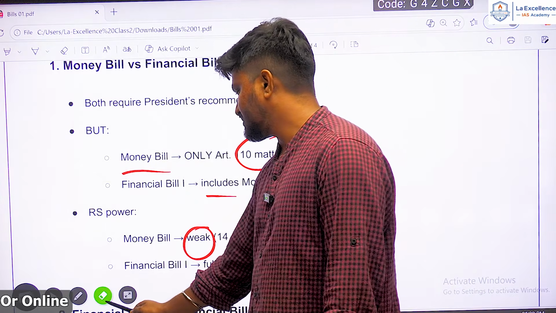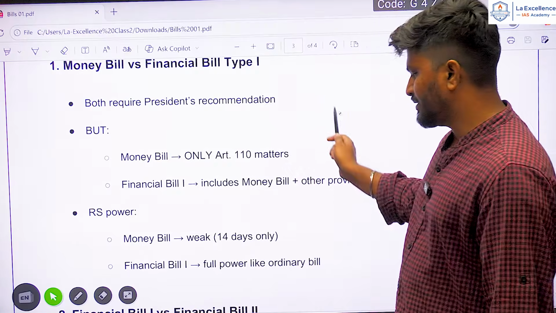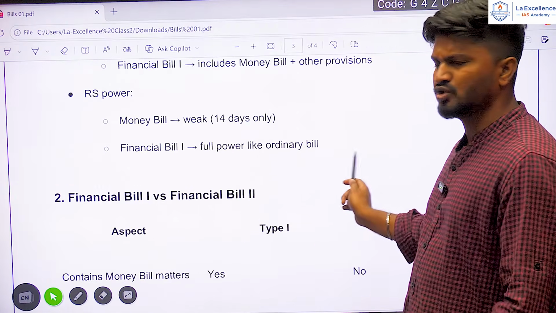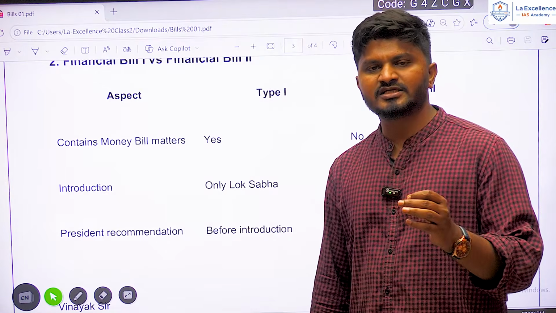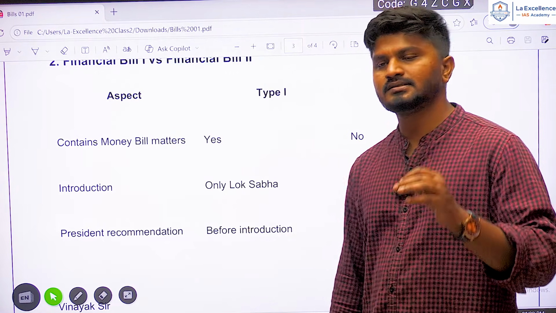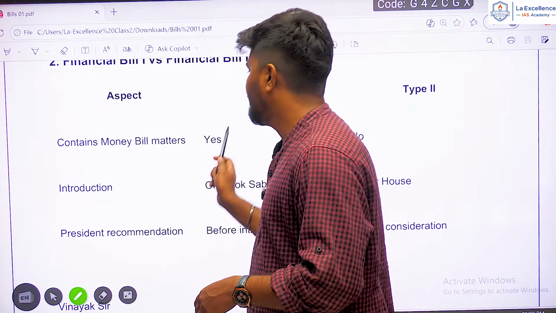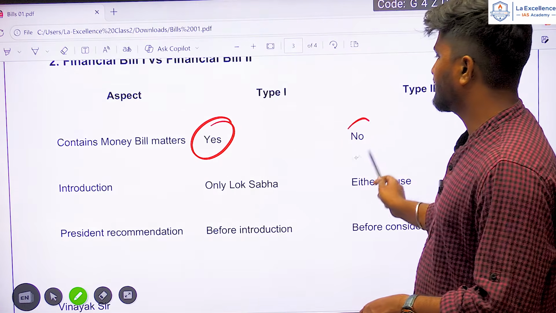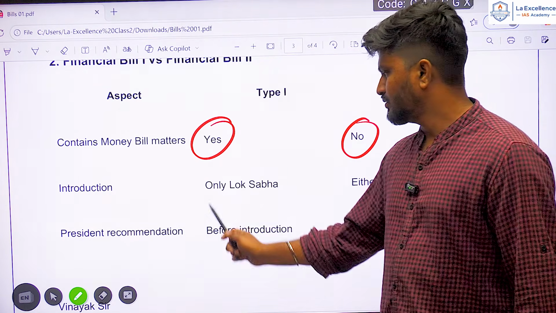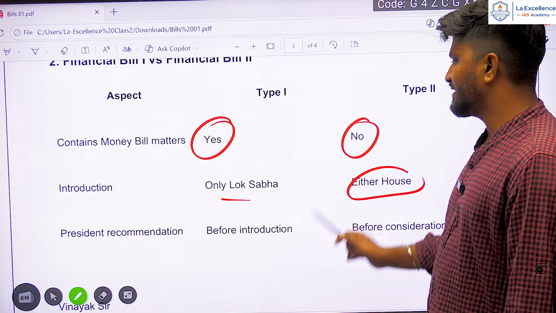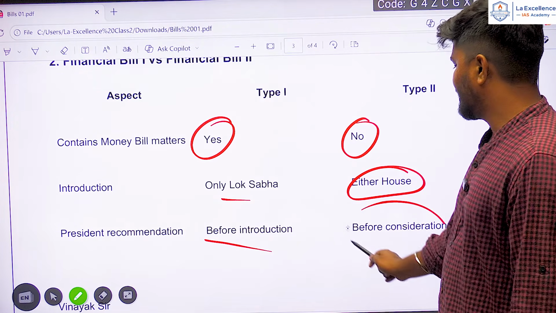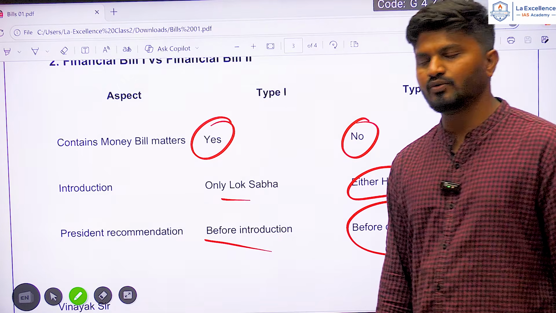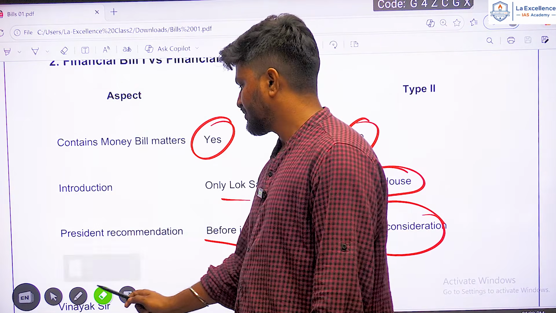Okay. Next is the difference between financial bill 1 and financial bill 2. One of the most confusing aspects here. Does financial bill 1 contain money matters? Yes, it contains money bill matters, but type 2 does not contain. And the introduction is only in Lok Sabha for type 1, while type 2 can be introduced in either house. And the presidential recommendation before introduction is not required for type 2, but it is required only before the consideration stage.